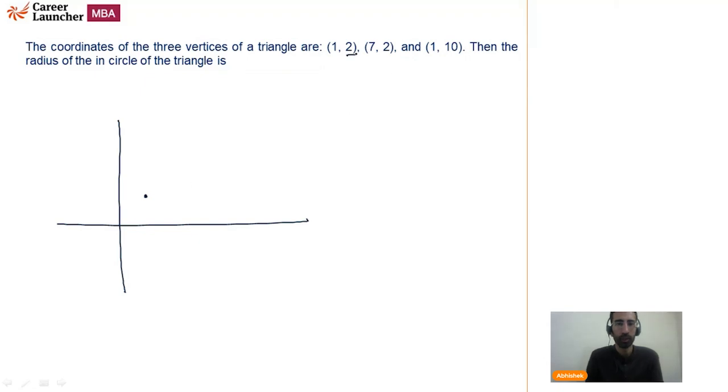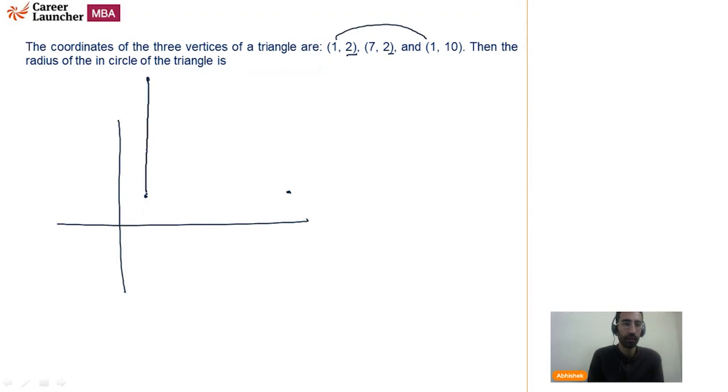7, 2. Good thing, right? Y coordinate is the same. So 7, 2. If this is 1, then 7 ought to be here somewhere. I hope we don't push this off the scale. And 1, 10, x coordinate is the same. So here goes somewhere like this.